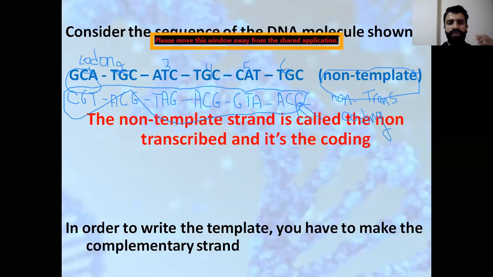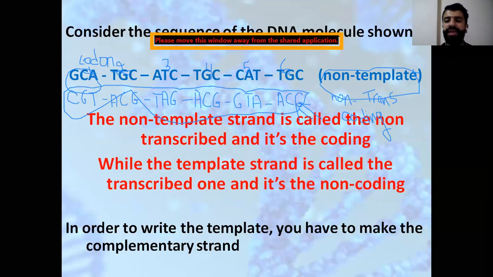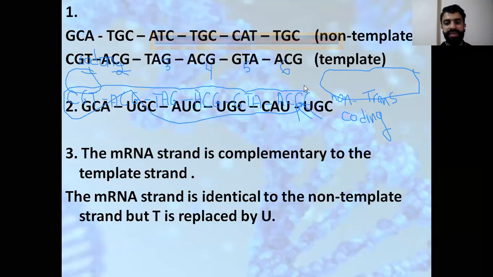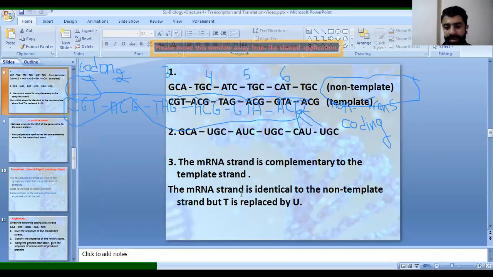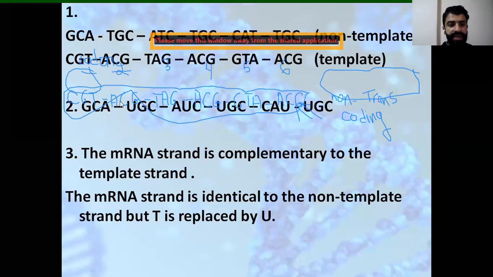This is the sequence, but you have to know that the non-template strand is called the non-transcribed and is called the coding, while the template strand is called the transcribed and it's the non-coding. In order to write the template, you have to make complementary as we did here. So this is the sequence of the template. Here we have first CGA, CGT, ACG, TAG, ACG, GTA, and ACG.